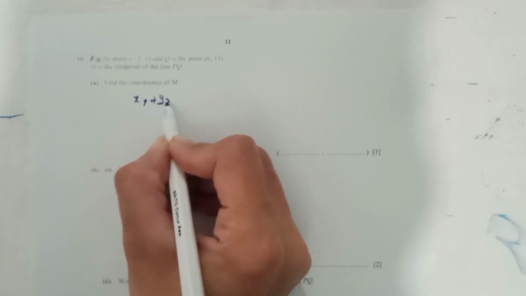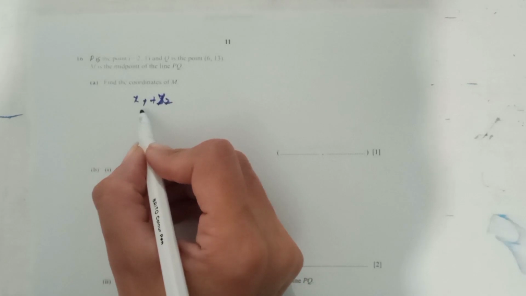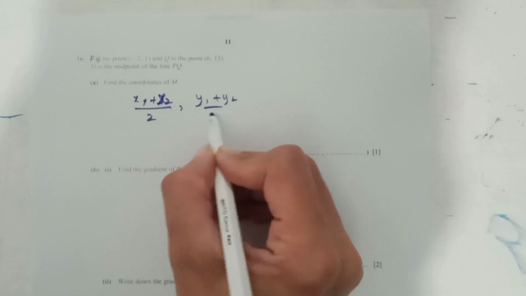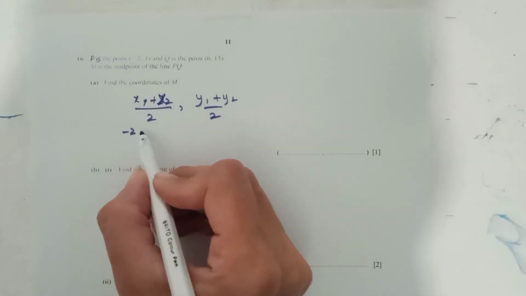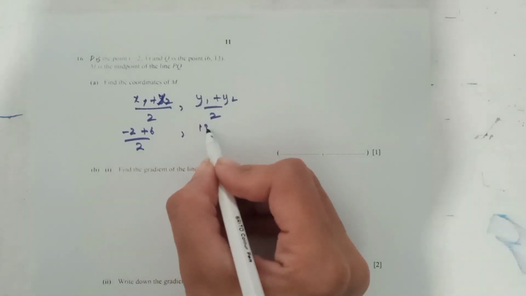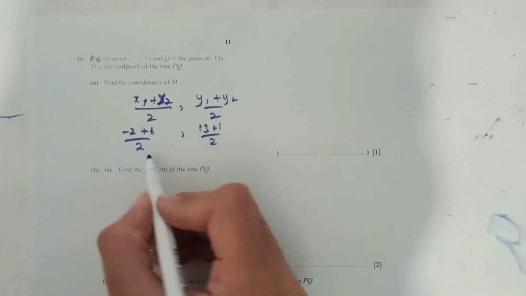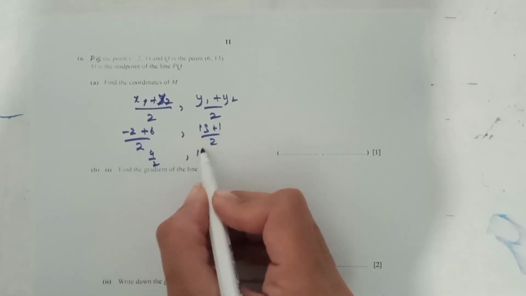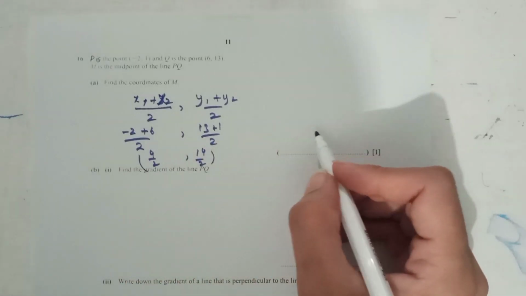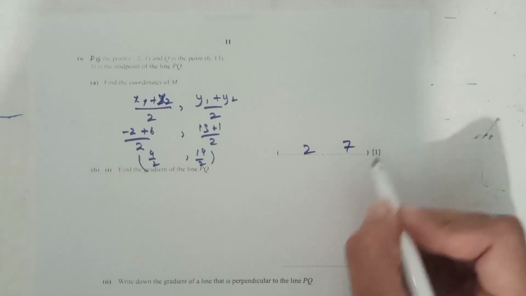We know the formula of the midpoint is (x1 plus x2) over 2, (y1 plus y2) over 2. x1 is minus 2, plus 6, over 2, and y is 13 plus 1, over 2. We get 4 by 2 and 14 by 2. By dividing we get 2 and 7. That is the coordinates of the midpoint of line PQ.